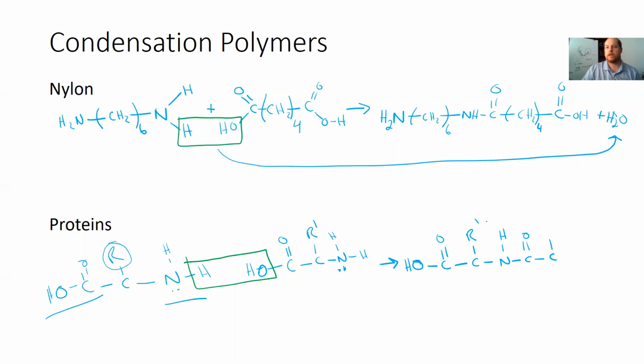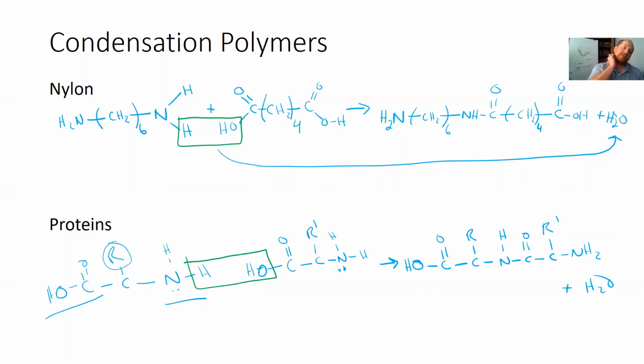Oop, there should be an R and an R prime. Okay. And then plus water as well, right? And so that's how your proteins are formed, through the condensation of amino acids to form polymers.